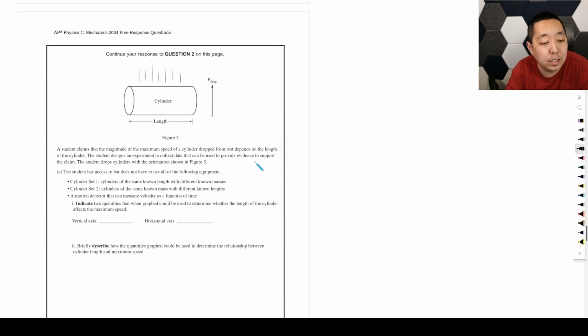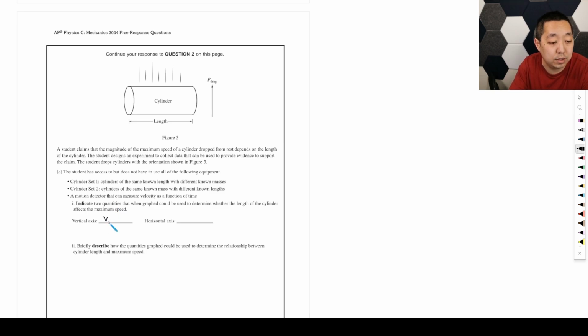Student claims that the magnitude of the maximum speed of a cylinder dropped from rest depends on the length of the cylinder. Student designs an experiment to collect data that can be used to provide evidence to support the claim. Student has access to, but does not have to use all of, the following equipment. Cylinders of the same known length with different known masses. Cylinders of the same known mass with different known lengths. A motion detector to measure velocity as a function of time. Indicate two quantities that can be graphed to determine whether the length of the cylinder affects maximum speed.